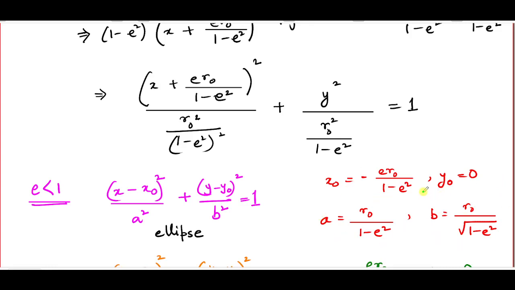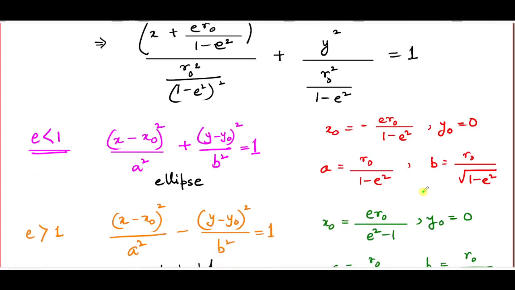On the other hand, when e is more than 1, this factor would become negative, so you can no longer write this as y square by b square. You will have to write that as minus y square by b square. So then, our equation takes the form x minus x0 whole square by a square minus y minus y0 whole square by b square equals 1.